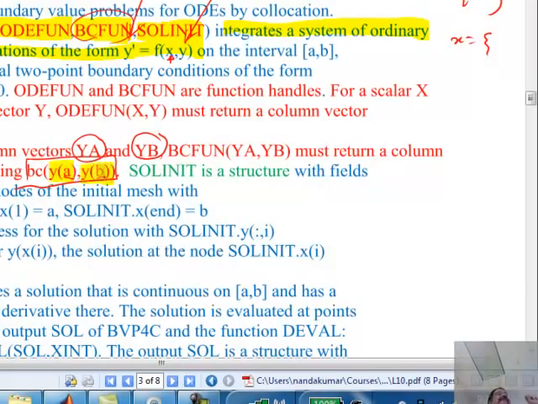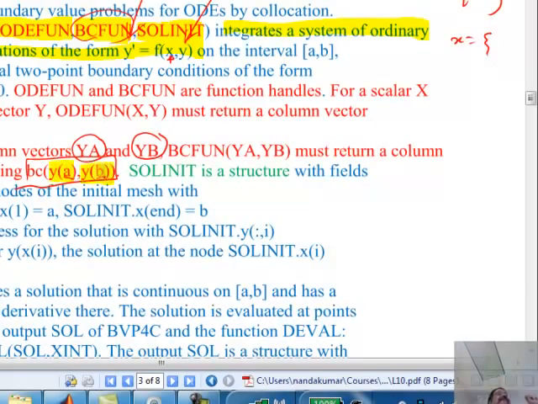Okay? Where is YA defined? YA is going to be a vector of length 2. Okay? YB is going to be a vector of length 2. Okay? So I'm saying, by putting YA at 1, what I'm saying is, on the left boundary, for the first variable, Y1, the condition is that minus 1 should be equal to 0. And then here, on the right boundary, at 1, okay, the first variable, theta, must be equal to 0.